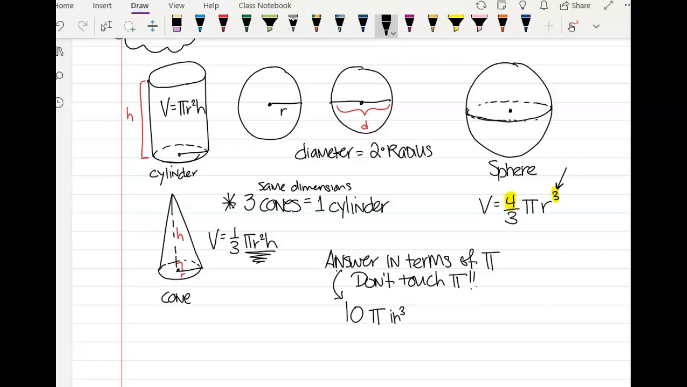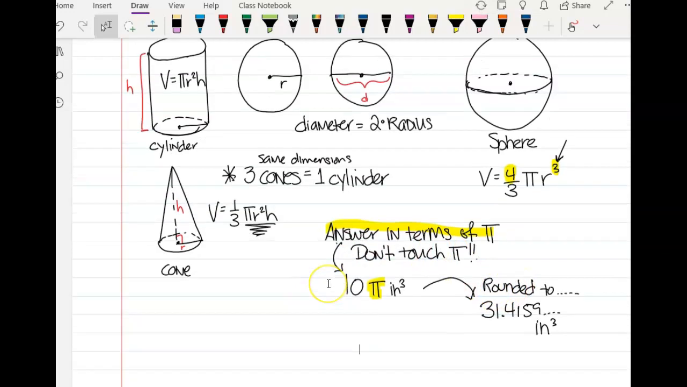If it wants it rounded, right, to the nearest whatever, then you're going to go ahead and hit the pi key, 3.14159..., and you'll round to whatever value and put on the units. Notice, if it's answering in terms of pi, we have pi in our answer. If we're rounding, then we don't have pi. We have hit the pi key. So that might be another feature that you want to put on your cheat sheet.